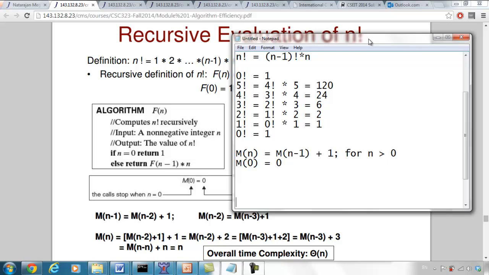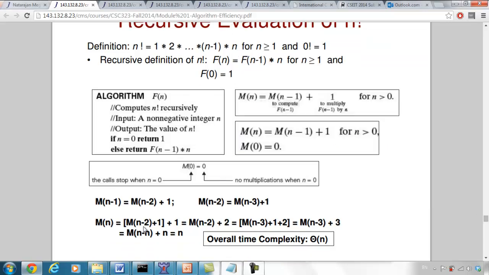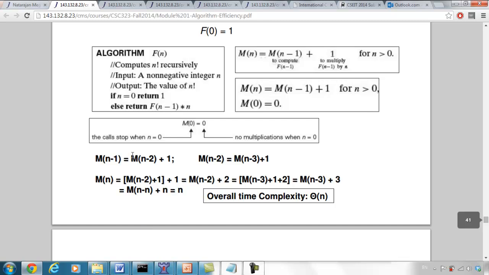So now what we want to do is solve this recurrence relation. How to go about doing that? From this, I can also say M of n minus 1 is M of n minus 2 plus 1, because M of n is M of n minus 1 plus 1. Replace n by n minus 1, and I get M of n minus 1 equal to M of n minus 2 plus 1.